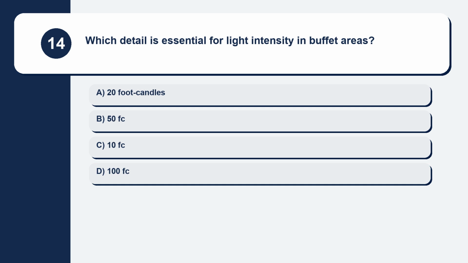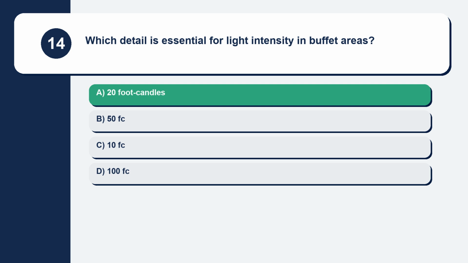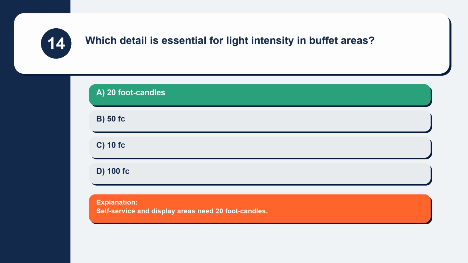Question 14. Which detail is essential for light intensity in buffet areas? 20-foot candles, 50 FC, 10 FC, 100 FC. Self-service and display areas need 20-foot candles.